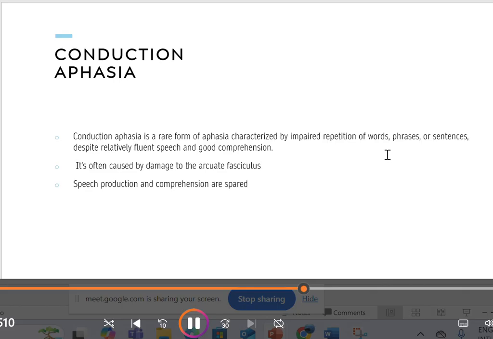Broca's aphasia, Broca's area, Wernicke's aphasia, Wernicke's area. Here the arcuate fasciculus connects these two areas of the brain, we can say. Speech production and comprehension is spared. Much issue is not there in the case of speech production and comprehension, but the main problem is repetition.